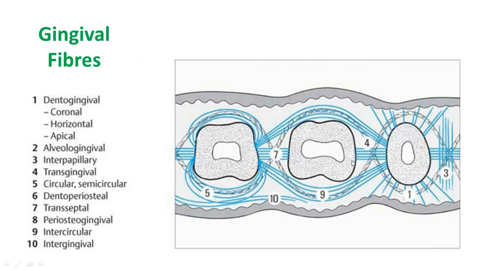Apart from these, there are some accessory gingival fibers also, like the transeptal fibers which start from the cementum of one tooth and go to the cementum of the neighboring tooth. Then you have semicircular fibers which run in a semicircular direction, starting from the mesial aspect on one side and going to the distal aspect of one tooth. You have interpapillary fibers, you have transgingival fibers. So all these are accessory gingival fibers, which are in addition to the four principal fibers of gingiva. Okay.